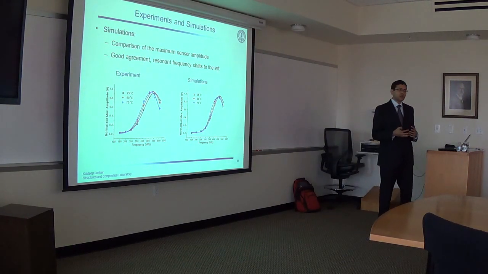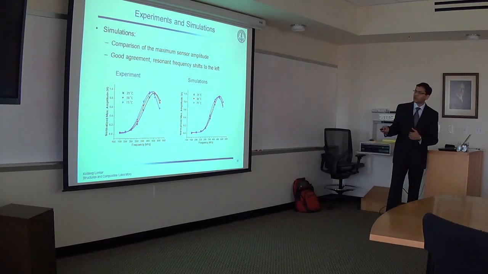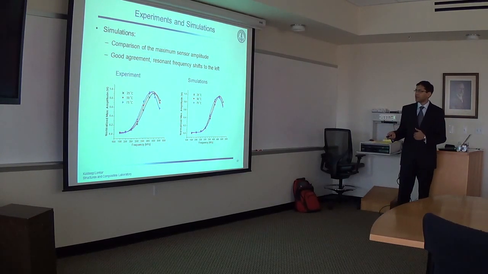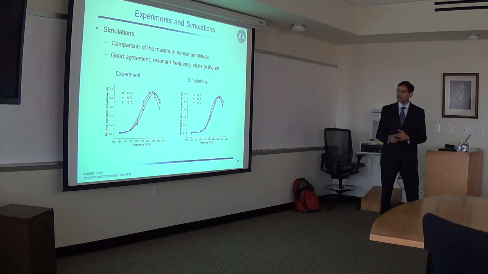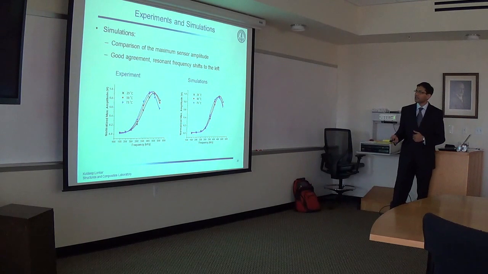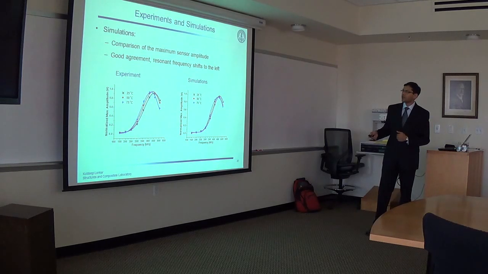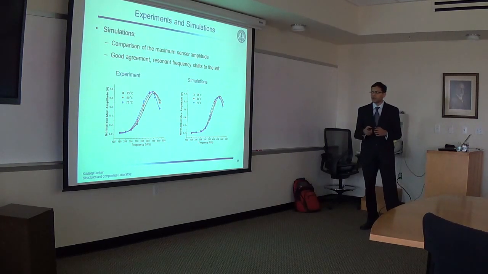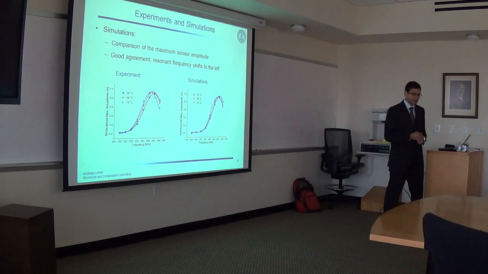Now, since we wanted to compare the change in amplitude, here I have compared the normalized maximum amplitude from experiments and simulations at different actuation frequencies and different temperatures. On the left-hand side, we have the experimental results. On the right-hand side, we have the simulation results. The black curve is for 25 degrees Celsius, the red one is for 50 degrees Celsius, and the blue one is for 75 degrees Celsius.